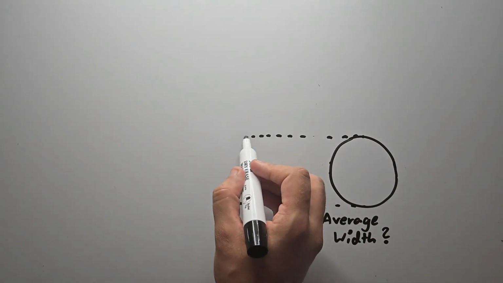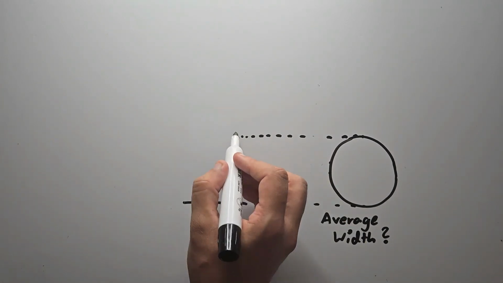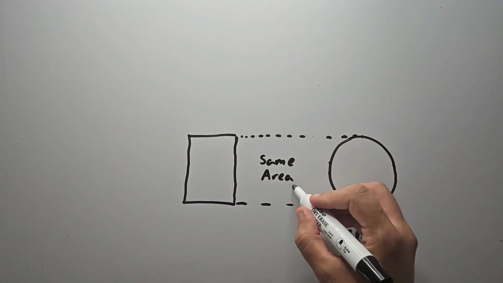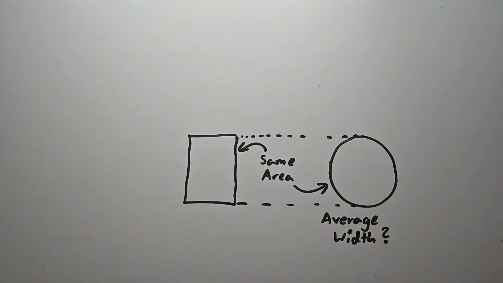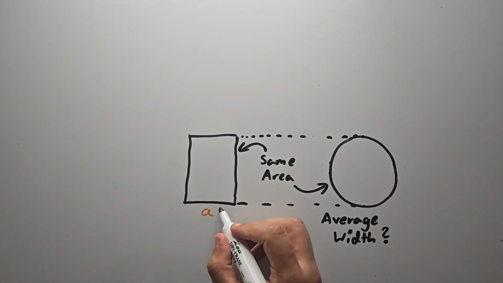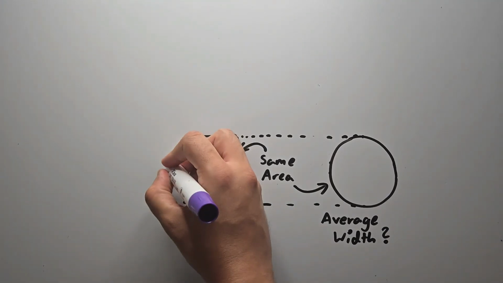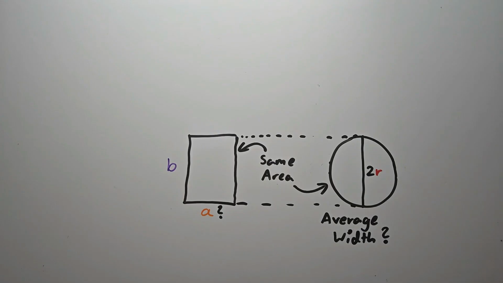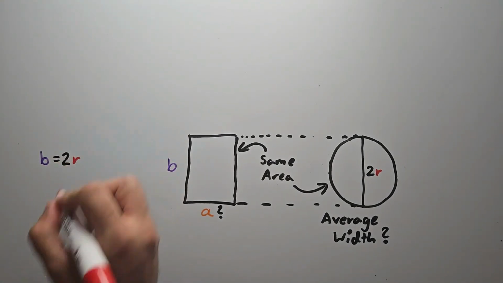Firstly, we construct a rectangle which has the same height as our circle. And we construct it in a way that our rectangle and circle have the same area. We label the width of our rectangle A, and this will be the average width of our circle. To find out what A is, we mark the height B and note that B is equal to the diameter of the circle, or 2 times the radius.